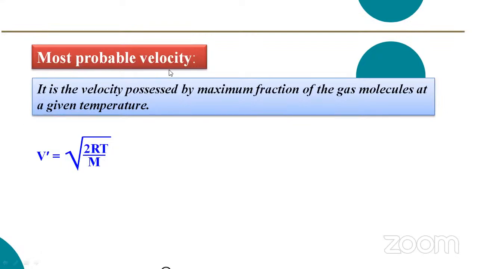Next is most probable velocity. Okay, most probable velocity is nothing but the velocity possessed by the maximum fraction of gas molecules at a given temperature. So V dash is given by square root of 2RT divided by M.